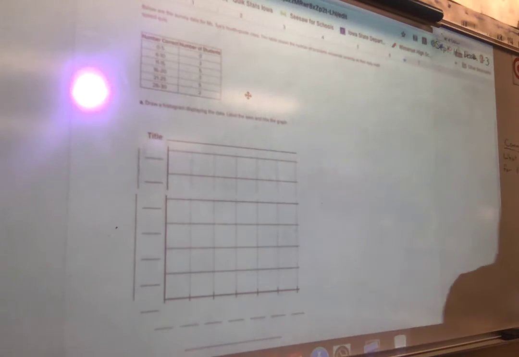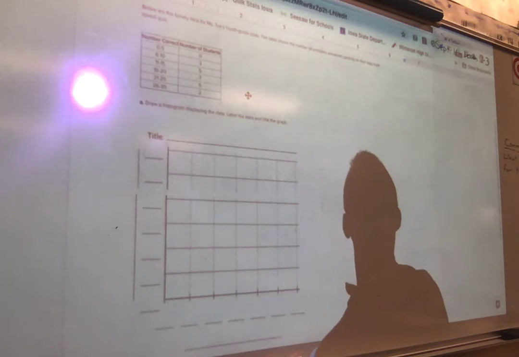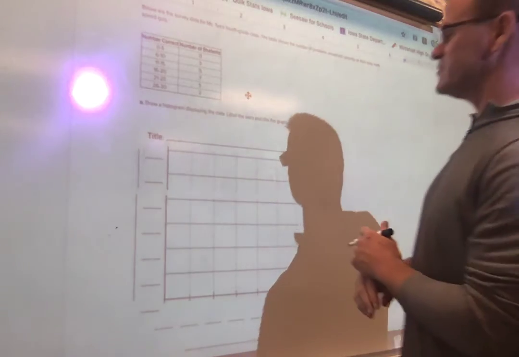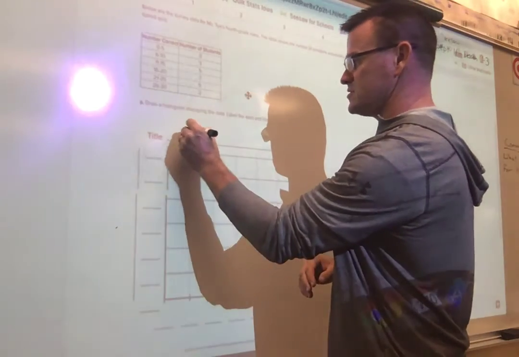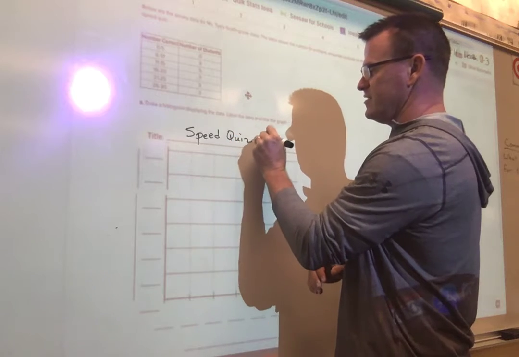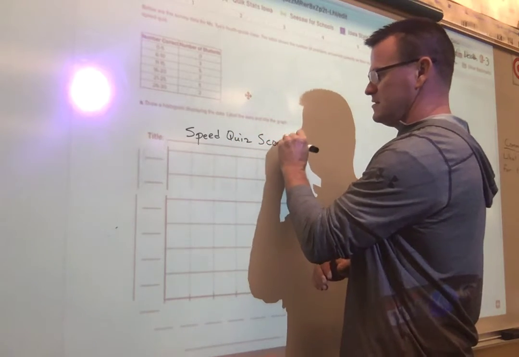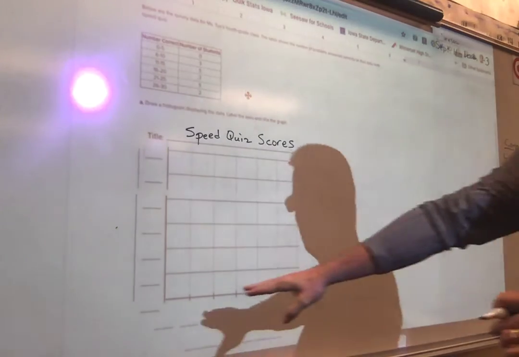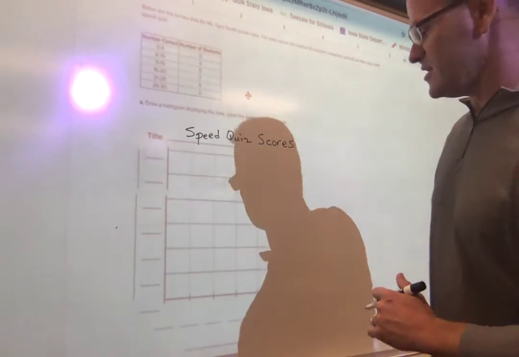Okay, so the table that we're looking at here on the graph, they're talking about the speed quiz, so we could put speed quiz scores. Again, that could vary a little bit on your title. Okay, and we've got to label these axes here. And down below in the bins, they've kind of set that for us.